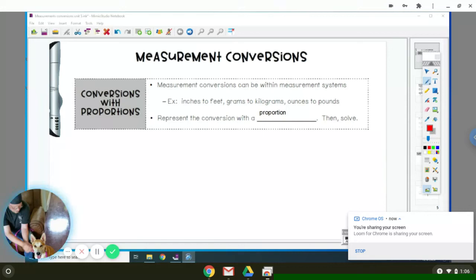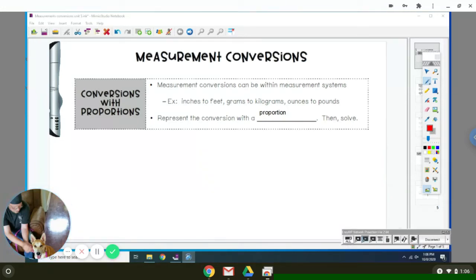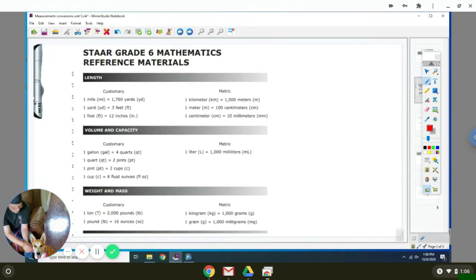All right, so today we're going to be using unit rates to help us convert measurements. Measurement conversion can be within measurement systems, so inches to feet, grams to kilograms, ounces to pounds. What you're going to do is represent the conversion with a proportion. And to help you do this, you can use your STAR chart.